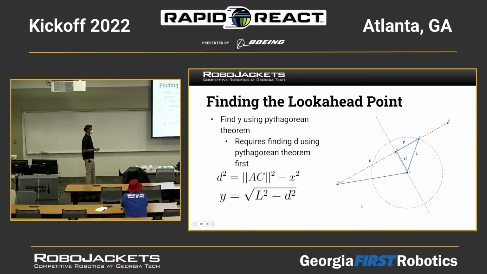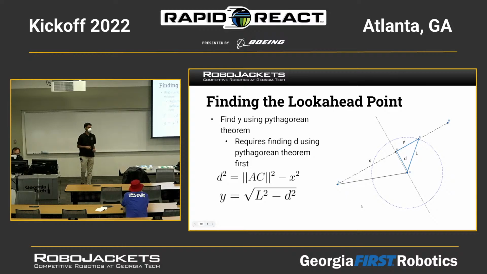And d is the distance between the path segment and the robot. Luckily for us, we just found X in the previous step. So we can use the Pythagorean theorem twice here: once to solve for d, and then once we know d, we can calculate Y using that formula right there.